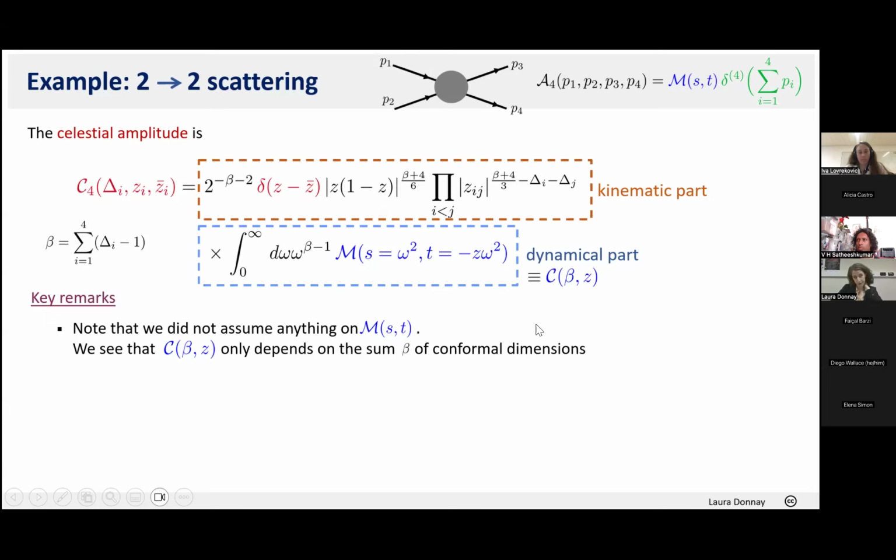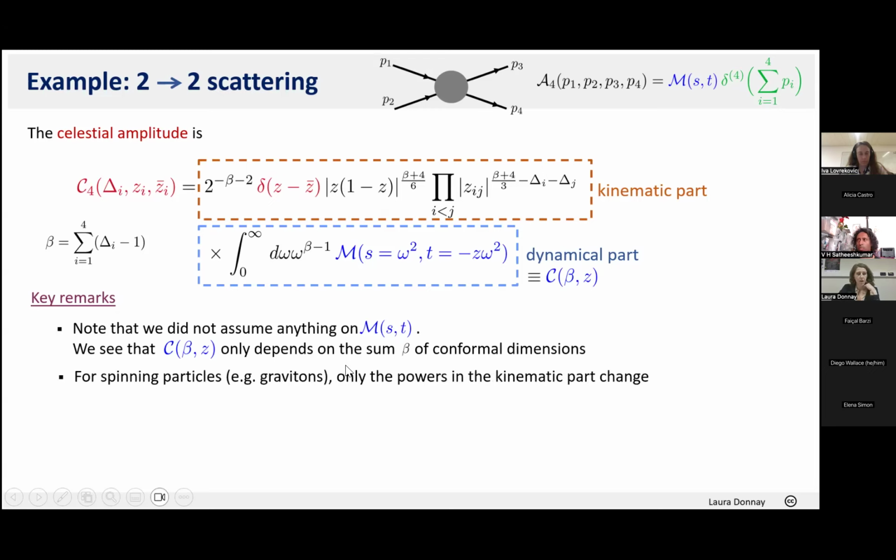And another interesting point to remark is that all the interesting piece in the celestial amplitude, the dynamical part, depends only on the sum of conformal dimensions through this variable beta. Okay, so unlike a usual CFT, which depends generally on delta 1, delta 2, delta 3, delta 4, here it will only depend on the sum of those, minus 4. Okay, so this is a first remark.